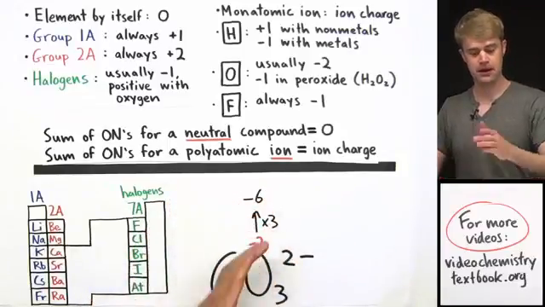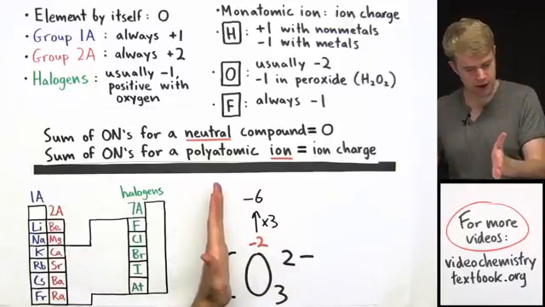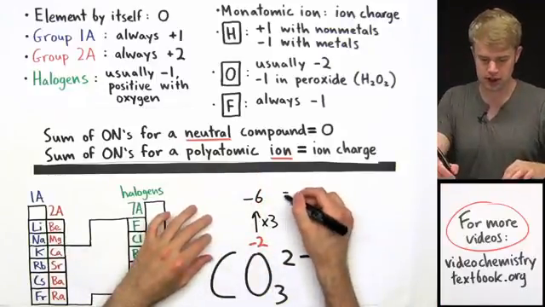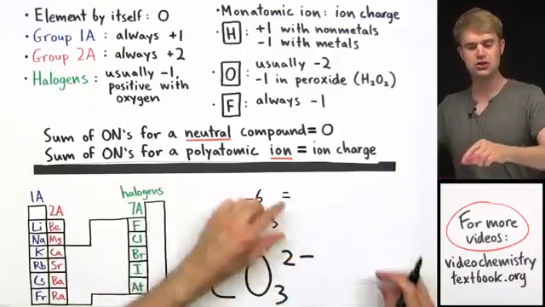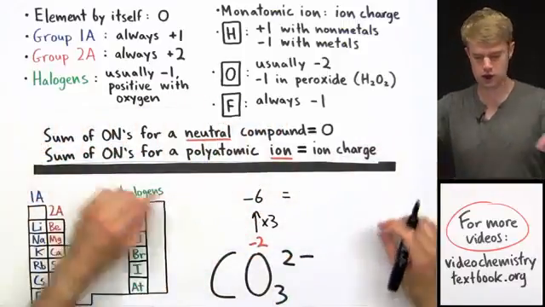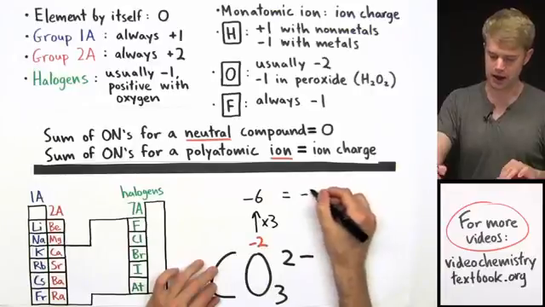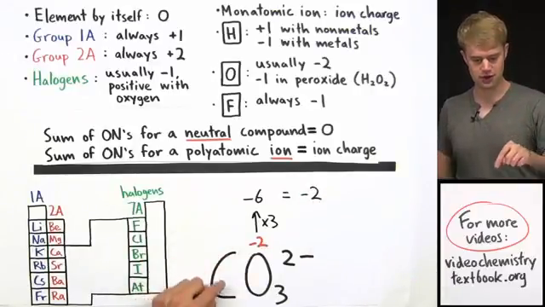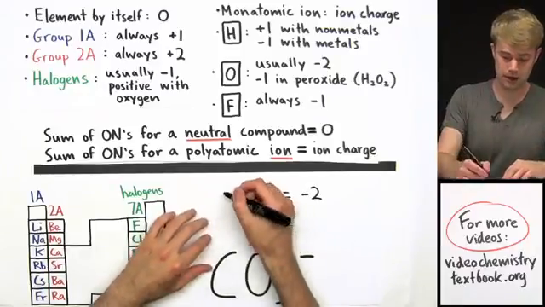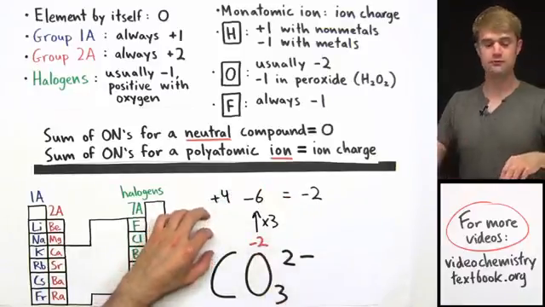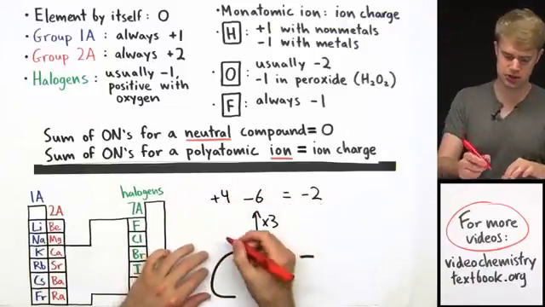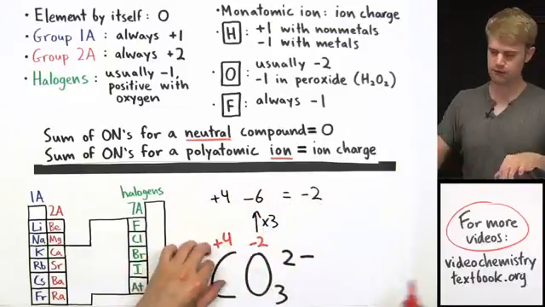-6 here. Now, the oxidation number on carbon plus the oxidation number on oxygen should give us -2, which is the ion charge for this polyatomic ion. So, what then is going to be the charge on carbon here? It's going to be +4. +4 minus 6 equals -2. So +4 on carbon.